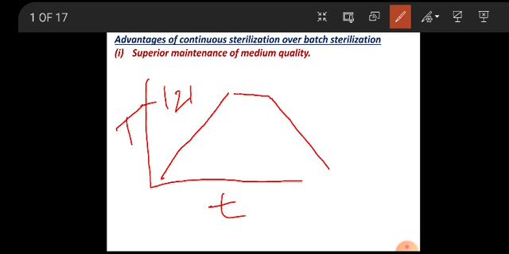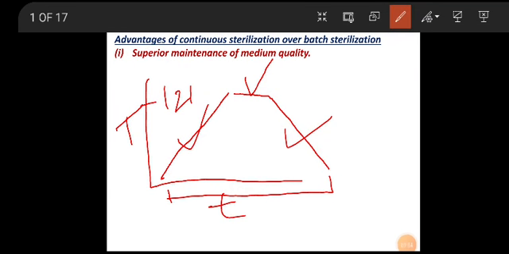Here what we see is that for a long period of time the medium remains exposed to the temperature, during the heating up period and the cooling down period. This is called the holding period. So heating up period, holding time, and cooling time. For these three durations, the medium remains exposed to temperature during batch sterilization. Now let us see what happens during continuous sterilization.